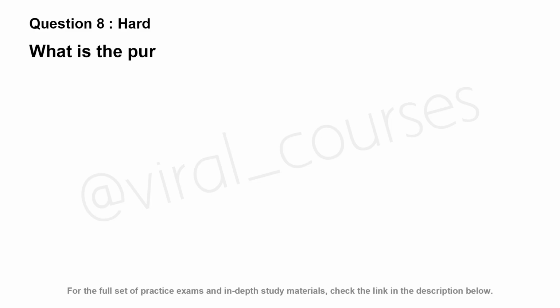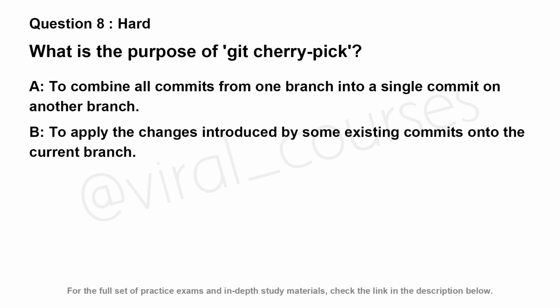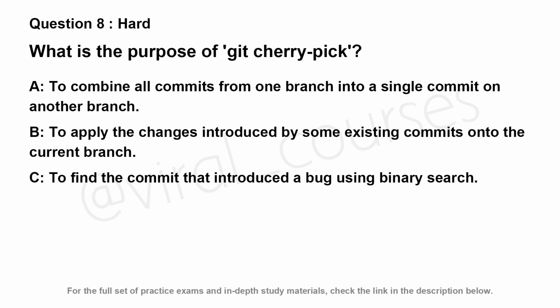What is the purpose of Git cherry-pick? Option A. To combine all commits from one branch into a single commit on another branch. Option B. To apply the changes introduced by some existing commits onto the current branch. Option C. To find the commit that introduced a bug using binary search. Option D. To delete specific files from the history.